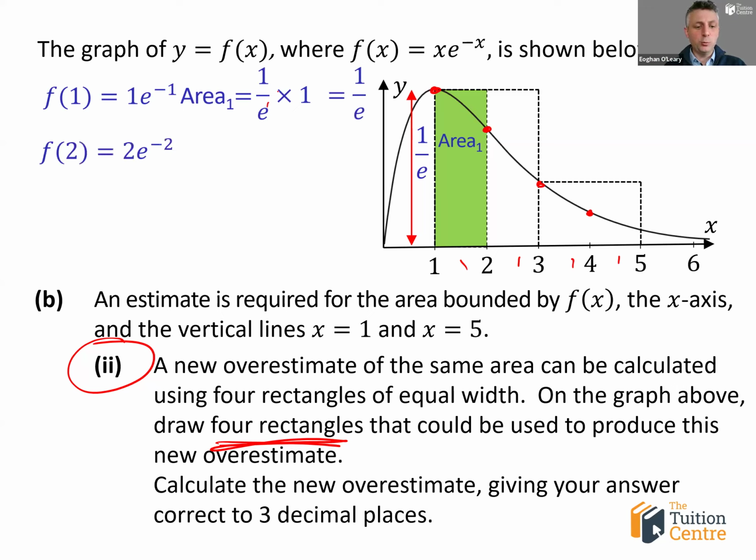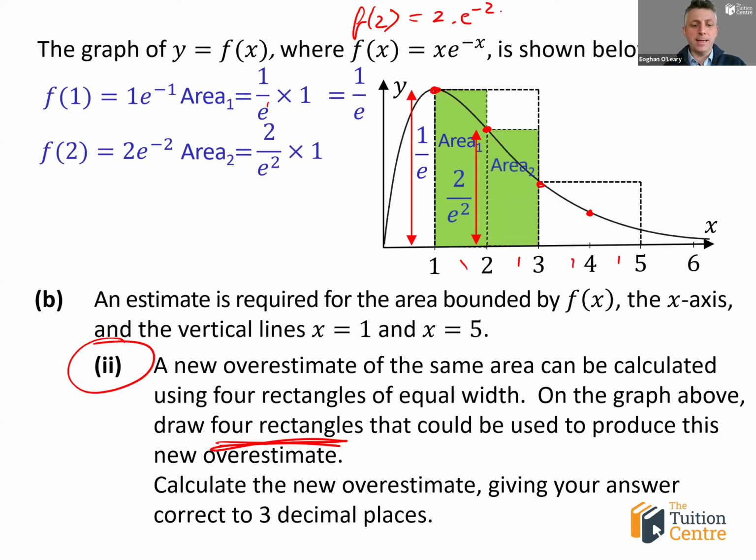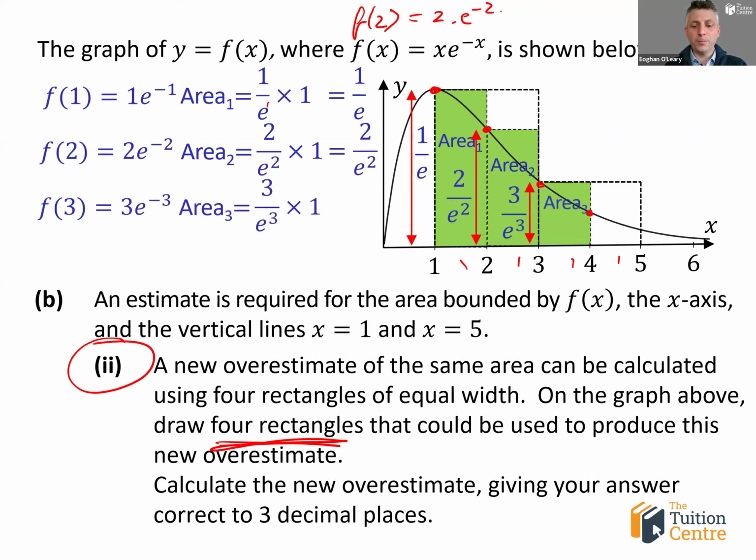We put in 2. Just to be clear, you're putting them into this function up here. So you get 2 times e to the power of minus 2. So that'll be 2 over e squared. And the area is going to be 2 over e squared multiplied by 1. So 2 all over e squared. Similarly, it's going to work the same for 3. It's going to be 3 over e cubed multiplied by 1. So it'll be 3 over e cubed.